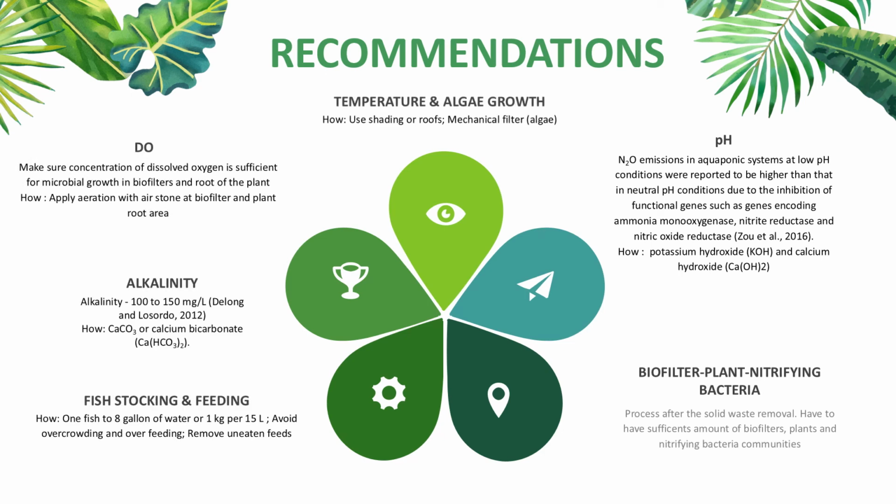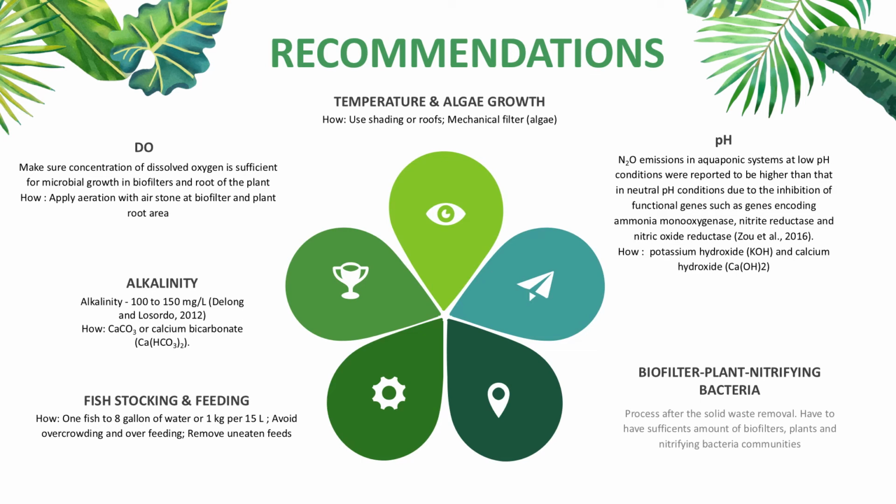So for the recommendation, I have searched through most of the systems that are available and even went to a farm visit. So these are some of it that can be useful to improve or to maintain the management of nitrogen waste in aquaponics. The first one is the dissolved oxygen. We have to make sure that the concentration of dissolved oxygen is sufficient for microbial growth in biofilters and root of the plant. How to do it? We apply aeration with an air stone at the biofilter area and the plant root area.